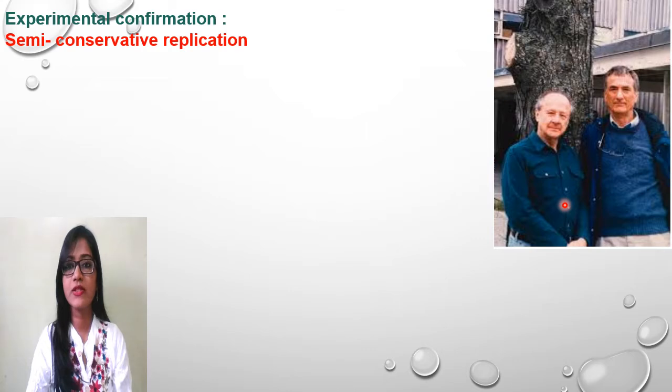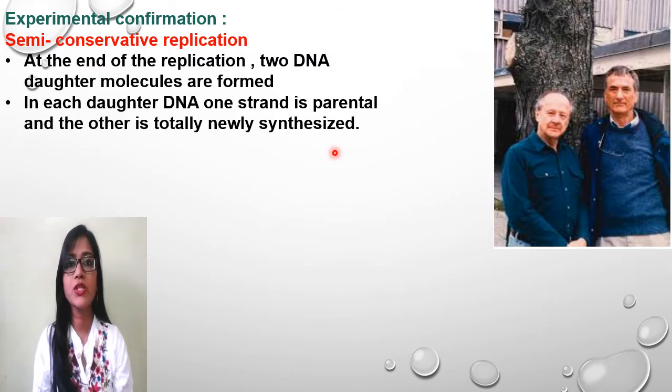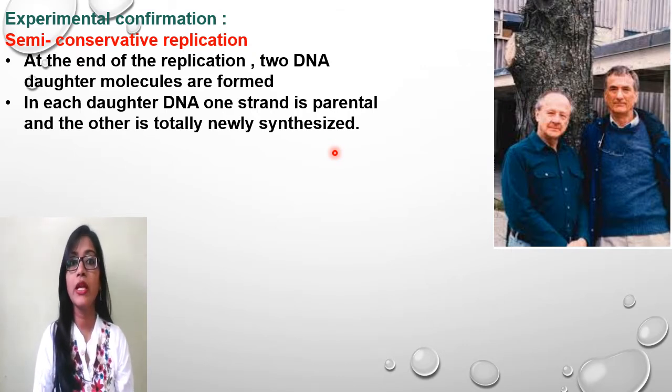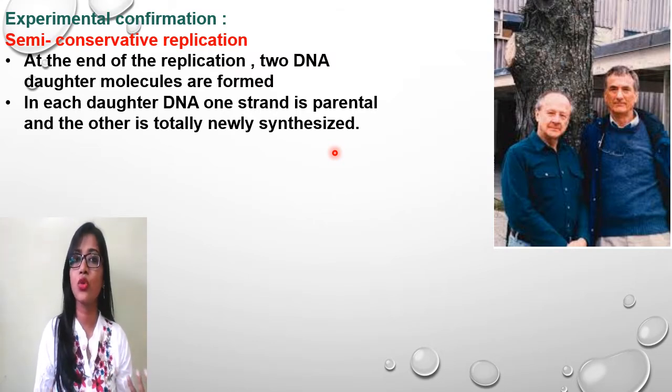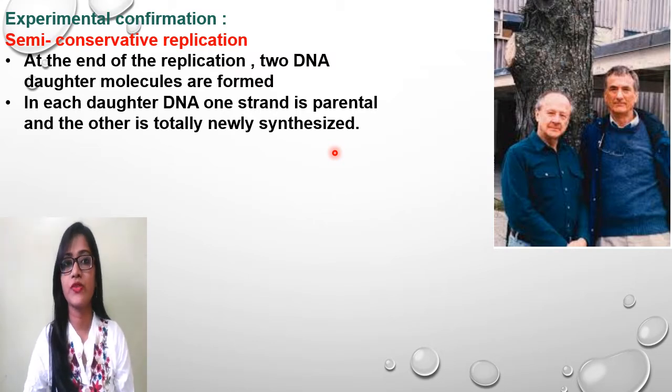These two scientists proved that when the old DNA gets replicated, that means when it forms two new strands, exact copies of itself, then out of these two strands of newly formed DNA, one strand is the old strand, called the parental strand, while the other strand is called the daughter strand, or the newly formed strand. So the old strand is the template strand.